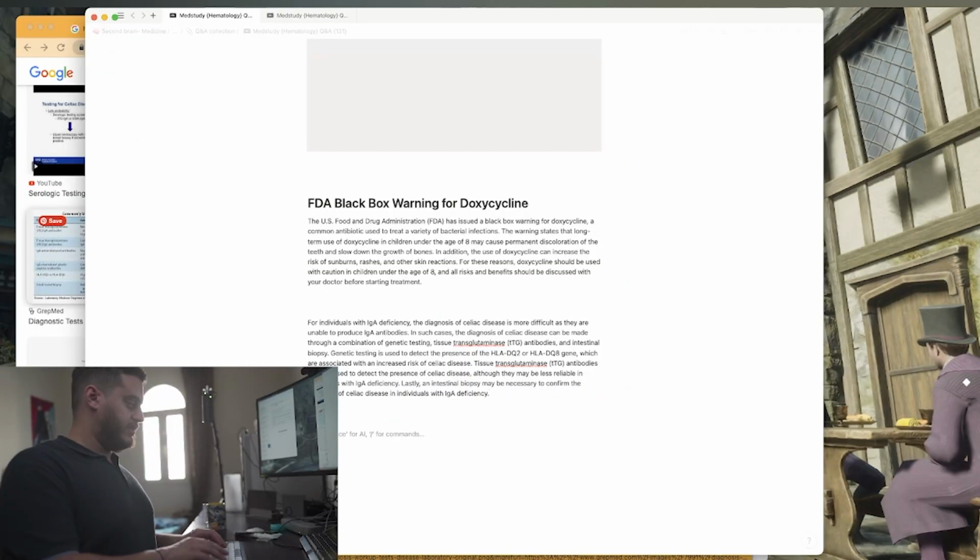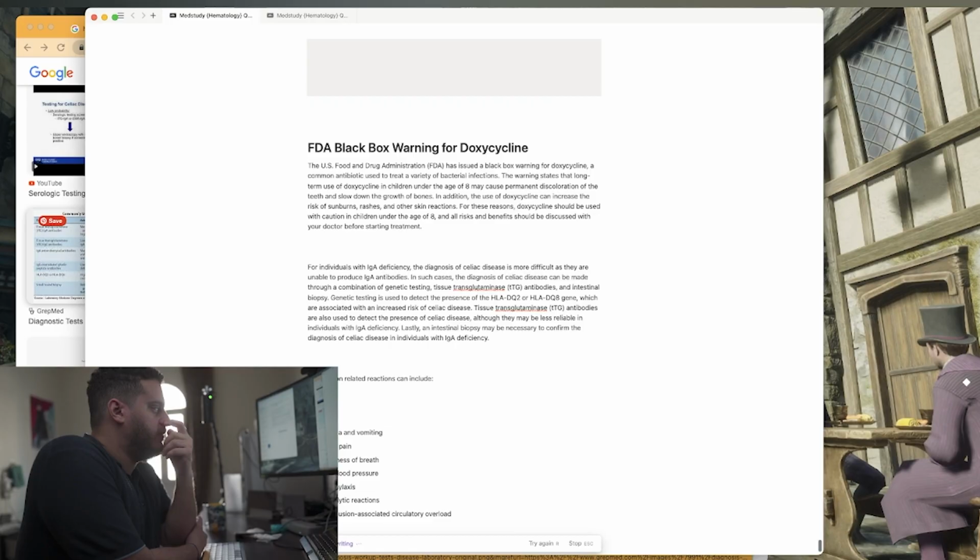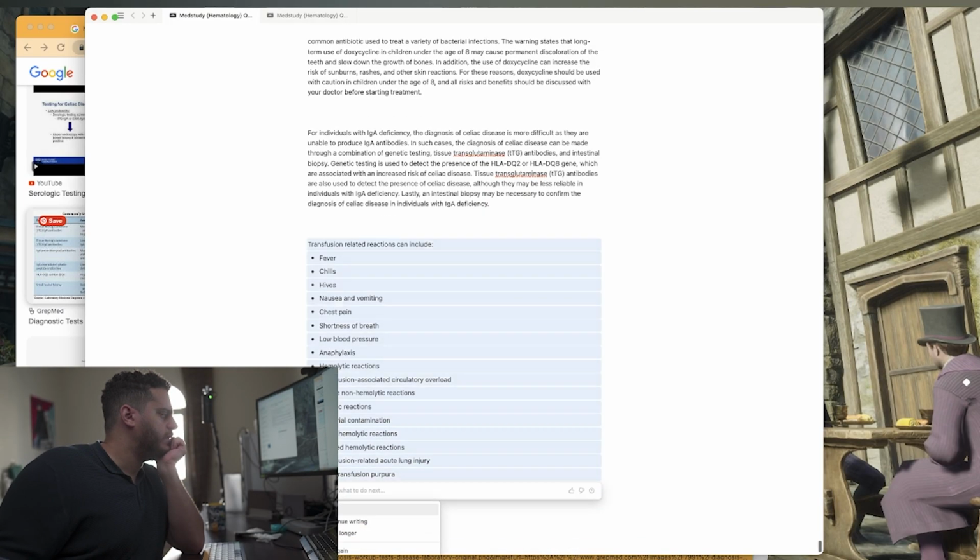Okay, let's say, I found this very useful in Notion AI. Enumerate 10 transfusion reactions. Actually, let me make it more difficult. Enumerate all the transfusion-related reactions you know of. I'm really pushing the limit of Notion AI here. Fever, chills, hives. Okay. No, not bad. Not bad.